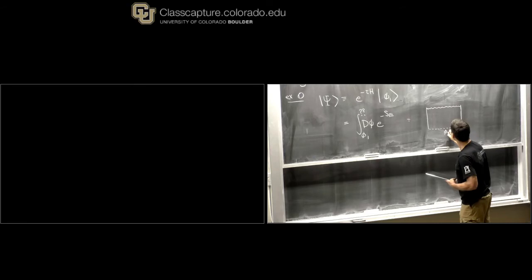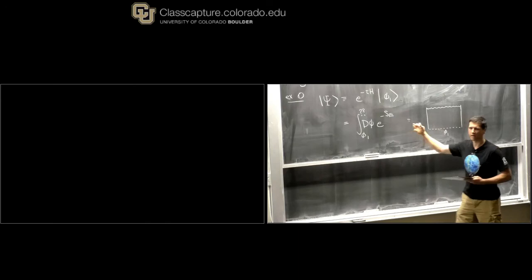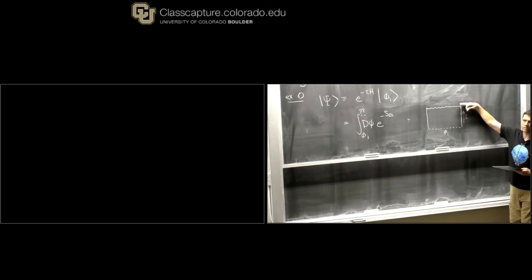So we start with phi 1. We read the operators from right to left. We start with phi 1. We act on it with e to the minus tau H. That evolves the state phi 1 by an amount tau in the Euclidean time direction. And then we just leave it unspecified.